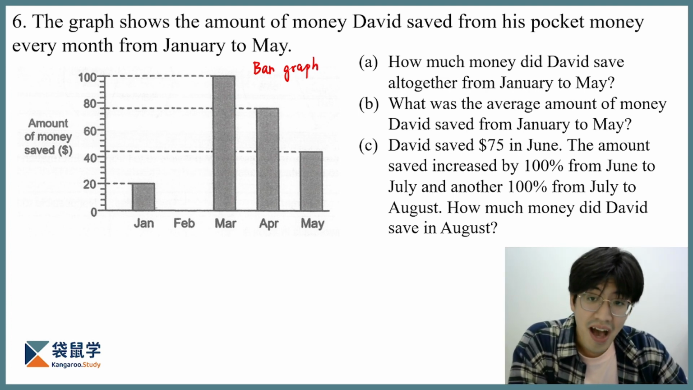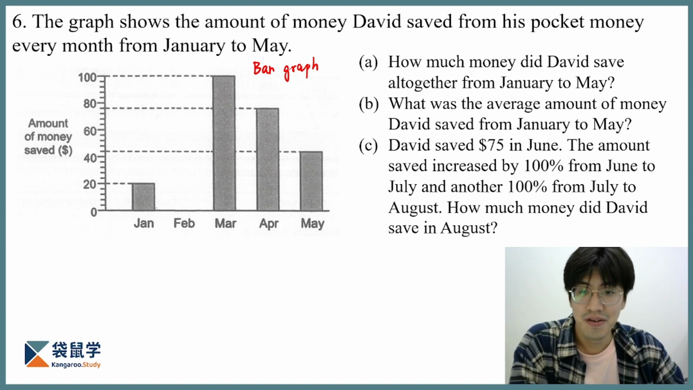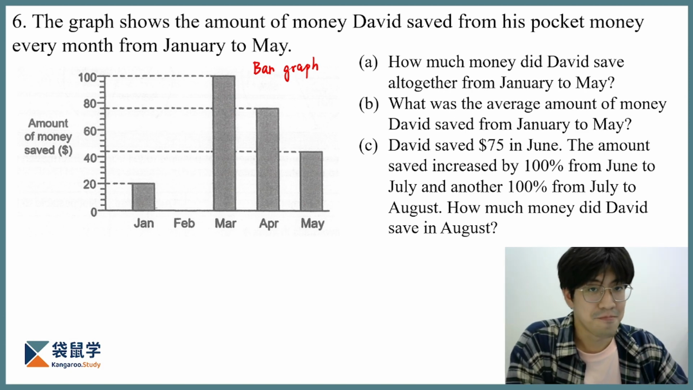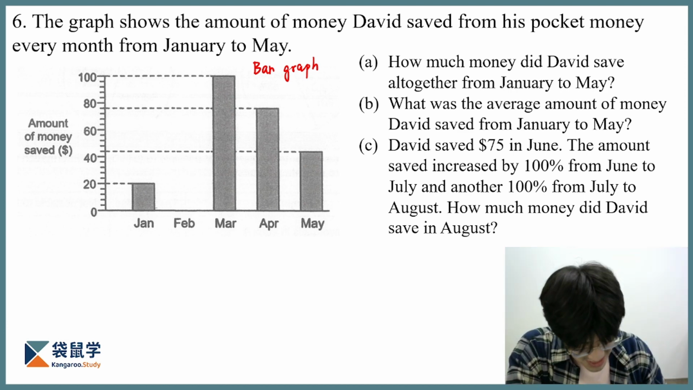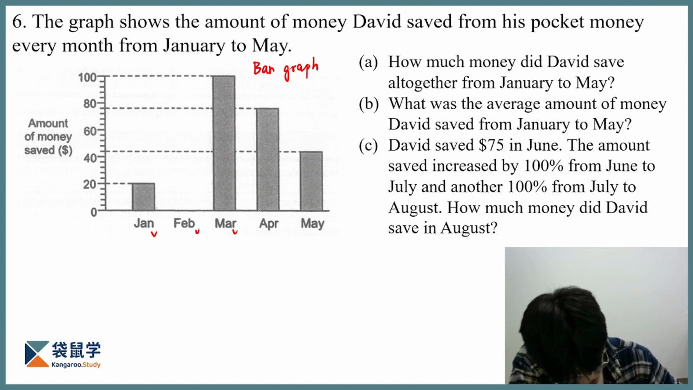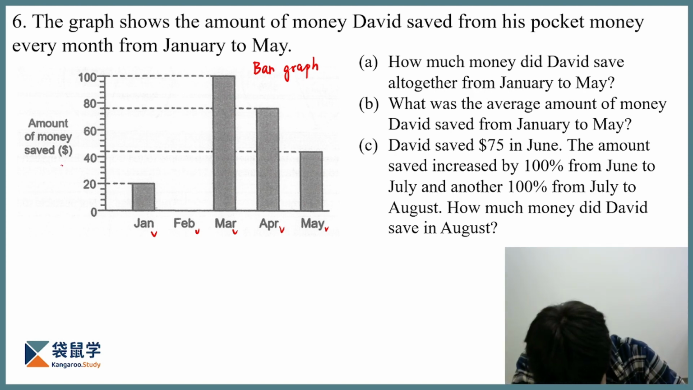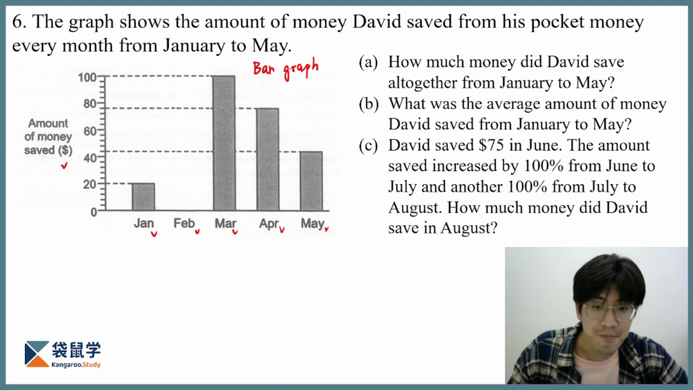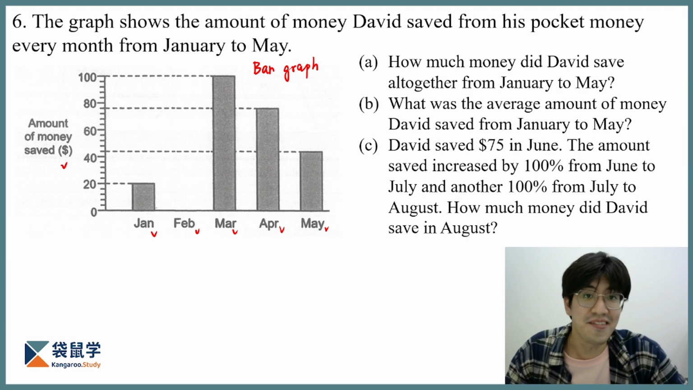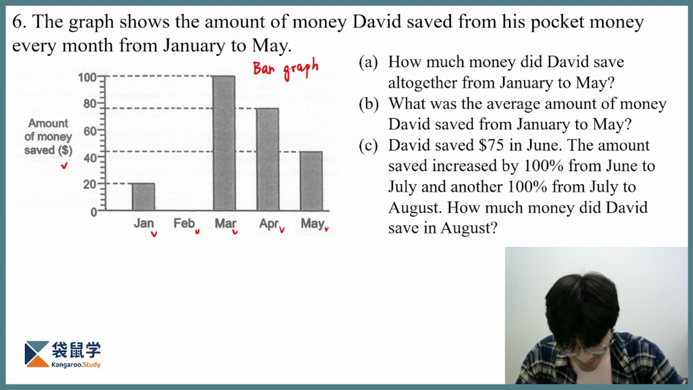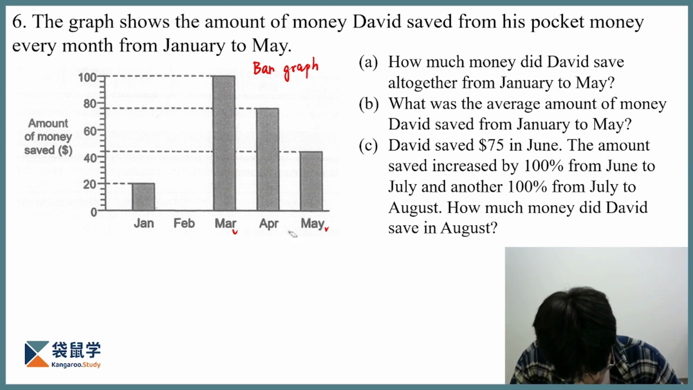Now, the graph shows the amount of money David saved from January to May. So in the horizontal axis, we have all the months, January to May. And the vertical axis, we have the amount of money. So let's have a look at the first question.